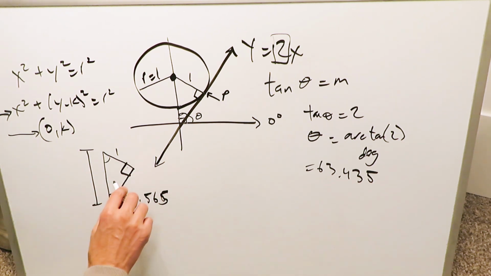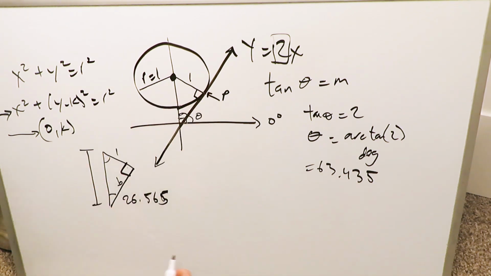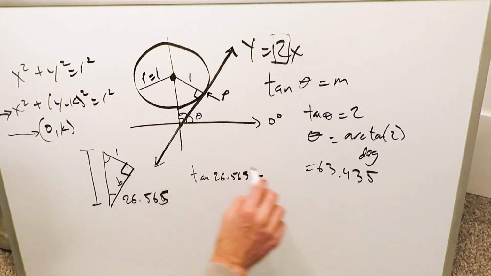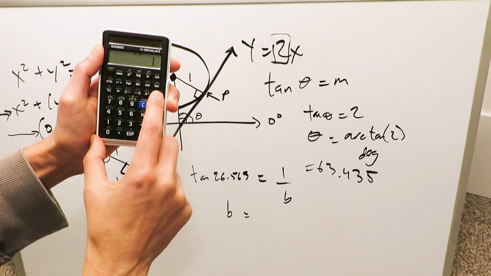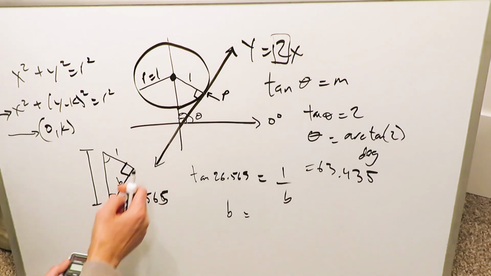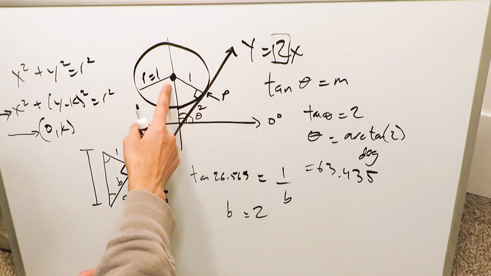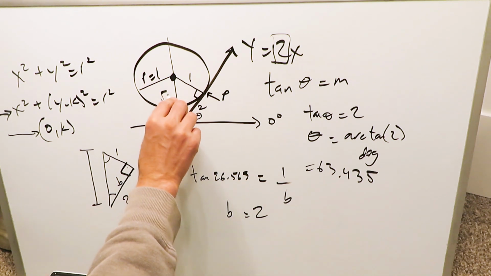Now look, I'm wanting to look at this base over here, this dimension. I can easily determine it. Tan 26.565 is equal to opposite, which is 1, divided by that base, and then base is equal to 1 divided by tan 26.565. I'm going to get a value of 2. This side over here is equal to 2. I have a 1 over here, I have a 2 over here, I have a hypotenuse, I can easily do that. I have 1, 2, and then this right here must be root 5.